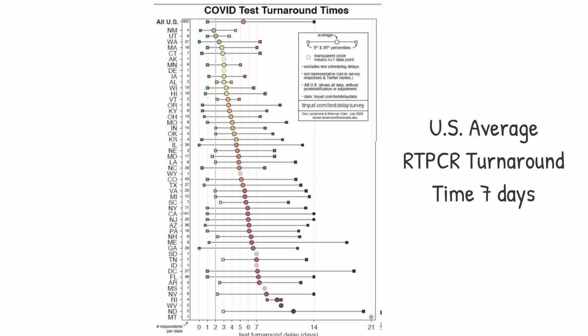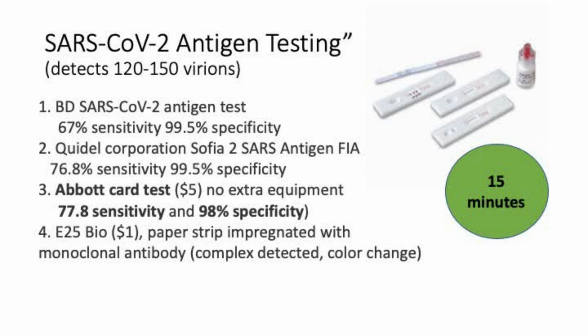The time from sample collection to result reporting has averaged 7 days in the U.S. Such delays affect isolation of infected individuals and make case finding impossible. Most of those tested were not made aware of their diagnosis until they had exposed many others. More recently, rapid antigen tests have become available.